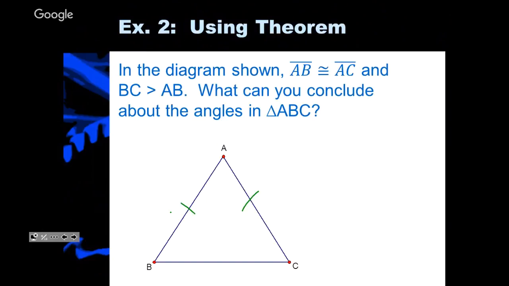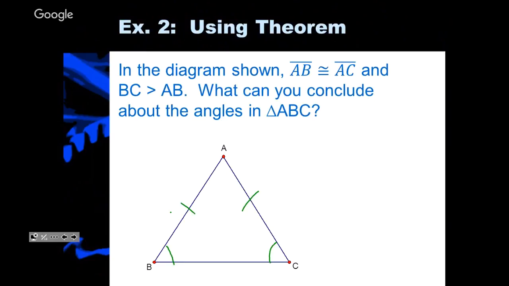Well, it also tells us that the angles, because we can use the base angles theorem, saying that if two sides of a triangle are congruent, then the angles opposite them, so in this case B and C, are also congruent. And then it tells us that BC is greater than AB. So we know that BC is greater than AB, which also tells us that BC is greater than AC.